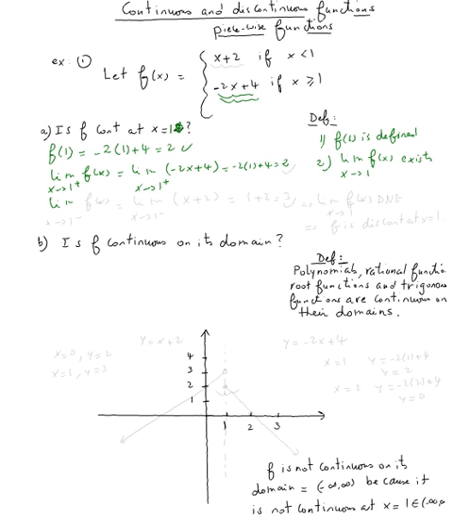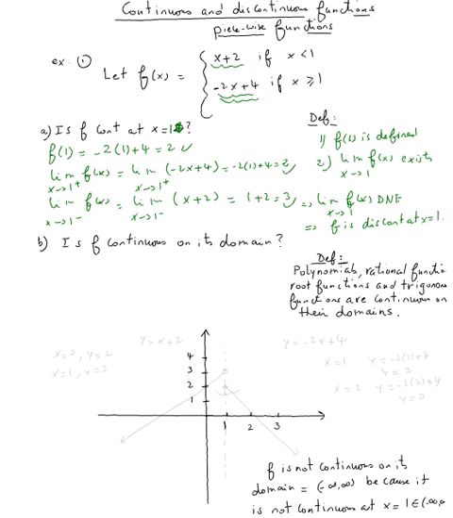Now what about the left? The limit of f of x as x approaches 1 from the left side. This time we're going to use this function because we're approaching x from the left side. So it's the limit of x plus 2 as x approaches 1 from the left side. Now if we plug it in, we get 1 plus 2, which is 3. Now we can see on the right we got 2, on the left we got 3. So the limit does not exist. Therefore, the limit of f of x as x approaches 1 does not exist. So therefore, f is discontinuous at x equal 1.